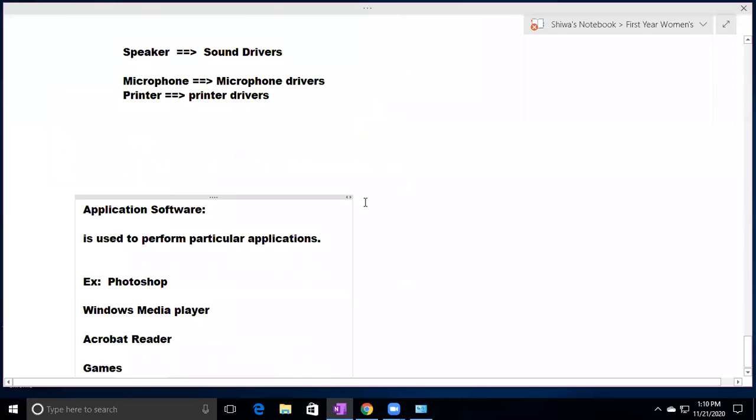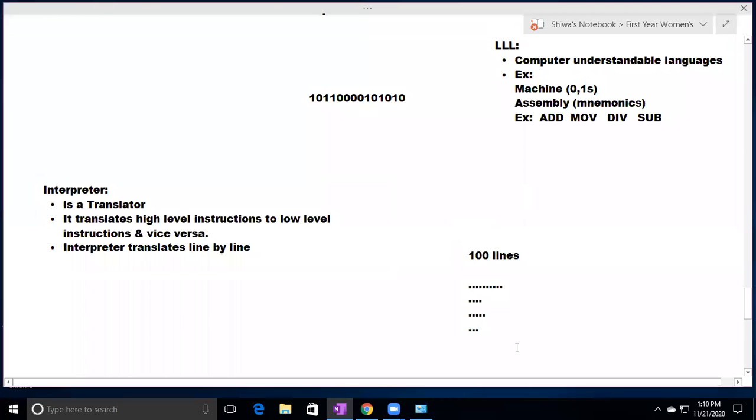So this is about system software and application software. I'm stopping the session here. The session will be closed. Okay. Meet you on Monday. Tomorrow is holiday. Meet you on Monday. Thanks to all. Time is over.